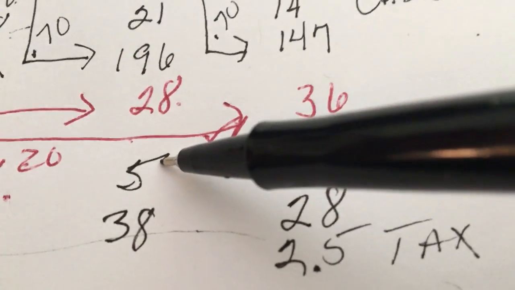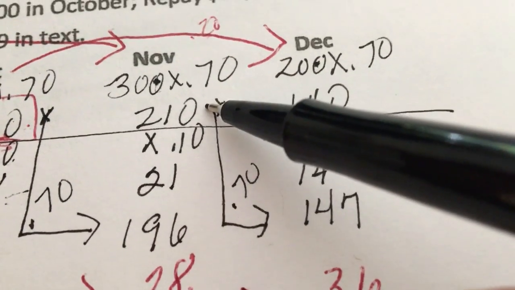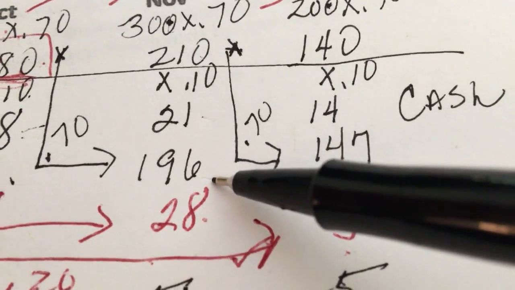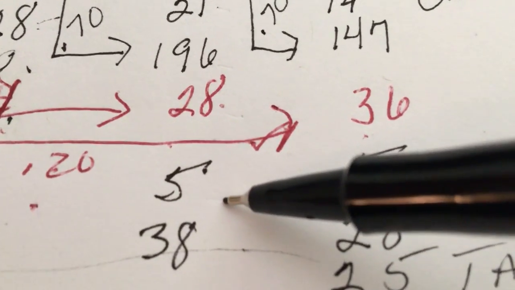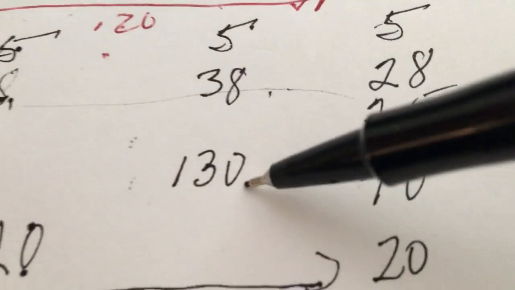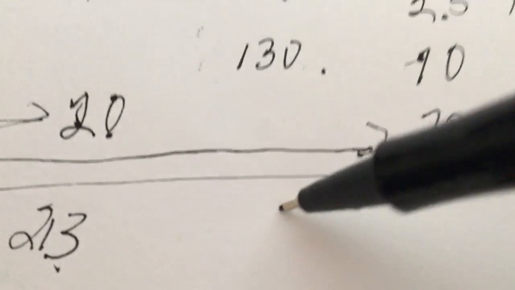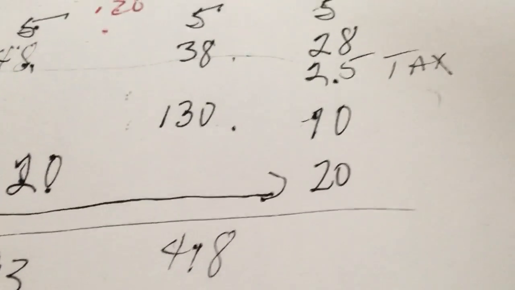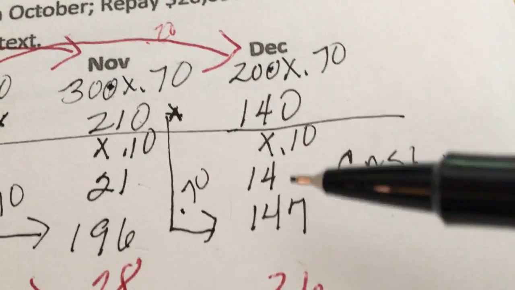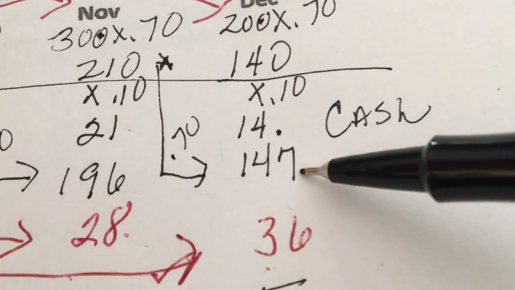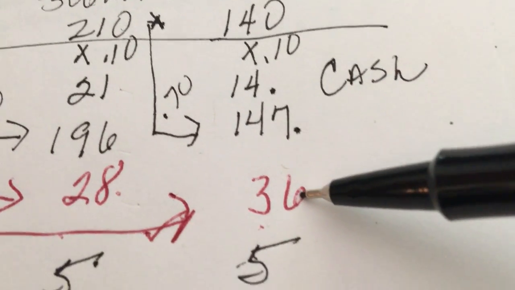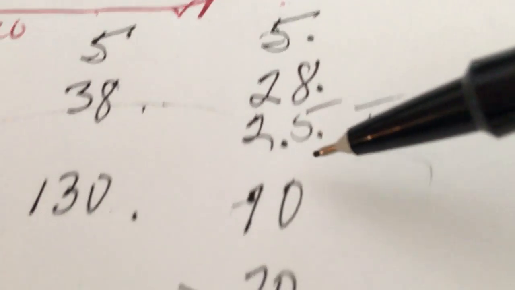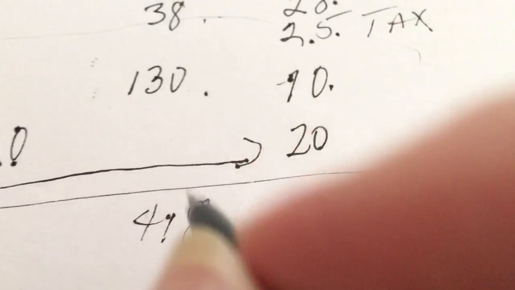Okay, next we have November. We want to add, not above the line, 21, 196, 28, 5, 38, 130. Come down and add that, and that should be 418. December, come all the way up below the line, 14, 147, 36, 5, 28, 25, 10, and 20. That gives you 305.